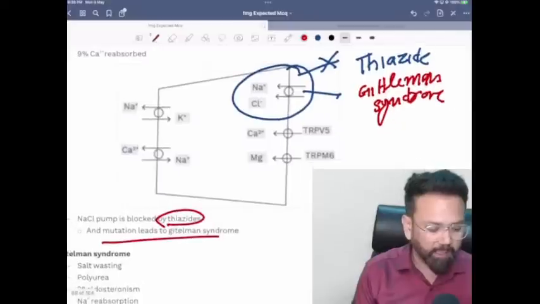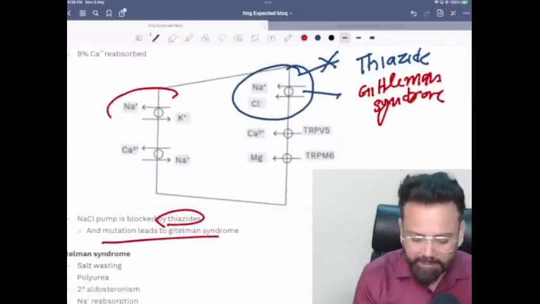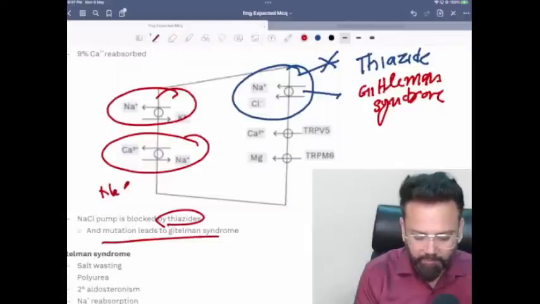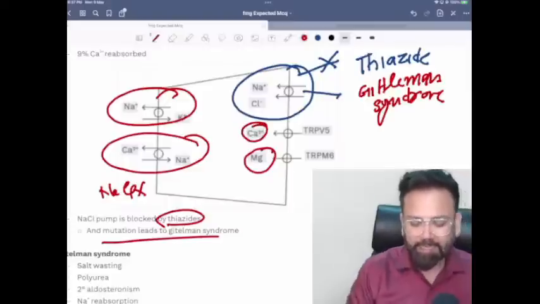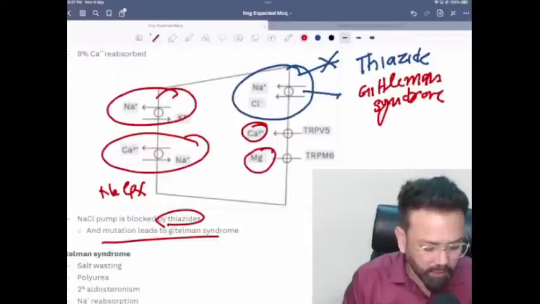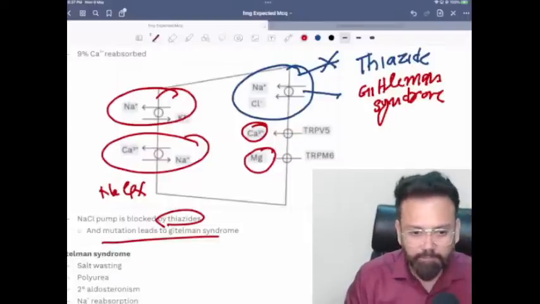And this is one cell of distal convoluted tubule. This has sodium potassium pump. This has sodium calcium exchanger. And this also transports magnesium and calcium. This is a typical cell of distal convoluted tubule. Clear?